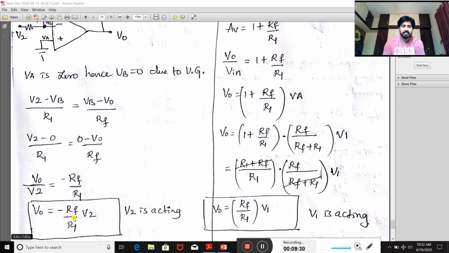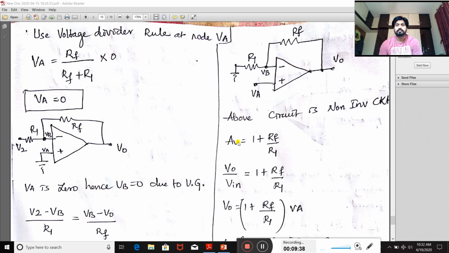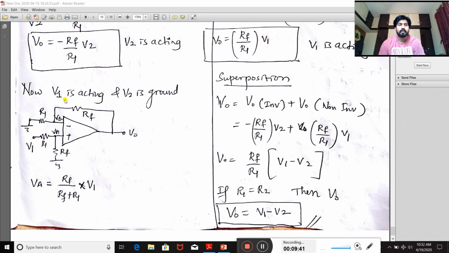Now next, keep this V2 short circuited and consider V1 is acting. So in the next case, V1 is acting and V2 is ground. Here I have made this ground and V1 we are using. Again I need to determine the voltage at this node using the voltage divider formula. VA is equal to RF divided by R1 plus RF into V1. So VA is this expression I am going to get.